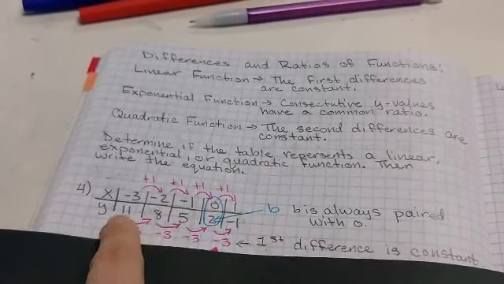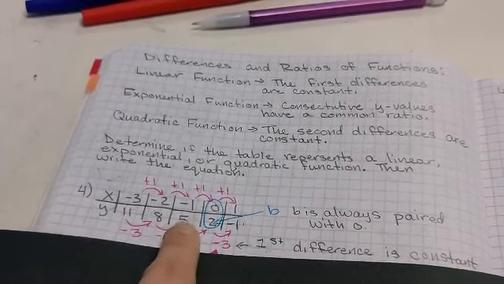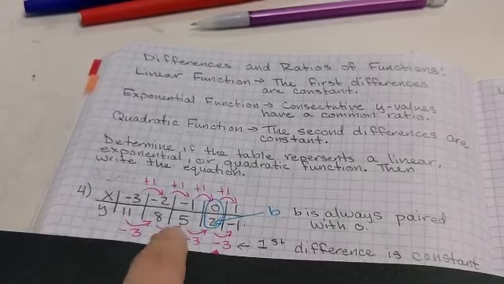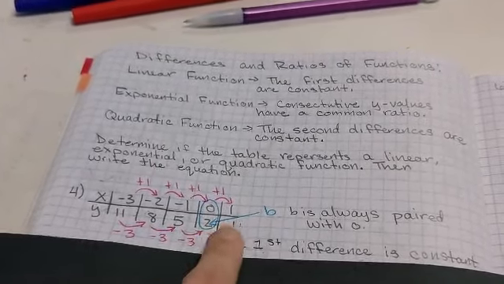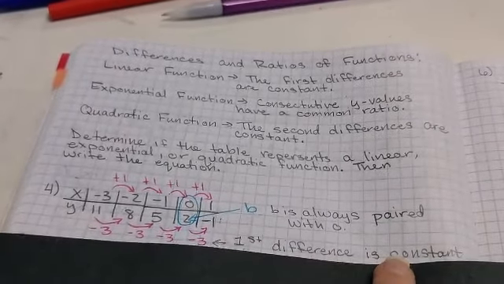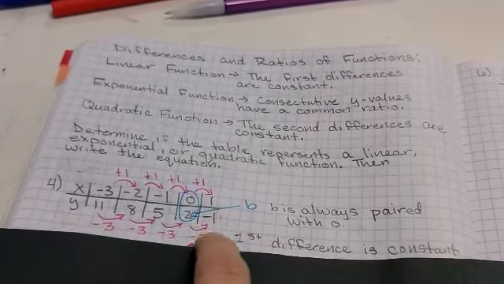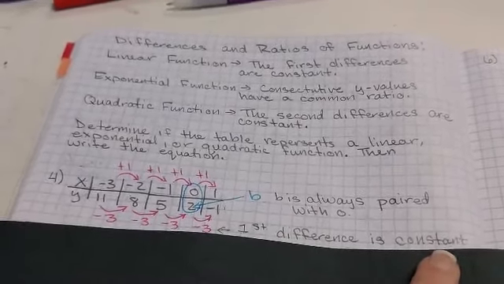For my y values, 11 to 8 is -3. 8 to 5 is -3. 5 to 2 is -3. And 2 to -1 is -3. So I know that my first difference is constant, so I know it's going to be linear.